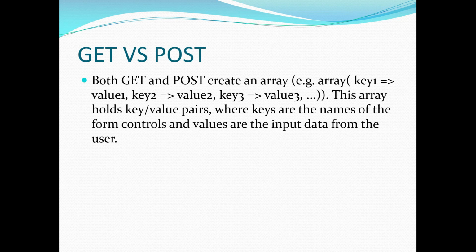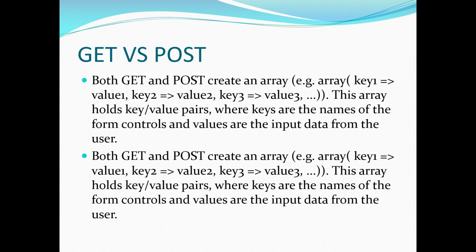GET versus POST. Both GET and POST create an array. If I echo, print_r or var_dump the $_POST array, the super global variable, then it shows me the array, for example its key and value, and second key and value. The array holds key-value pairs where keys are the names of the form controls and the values are the data from the user. I will show it later when we deal with the form and post a form practically.